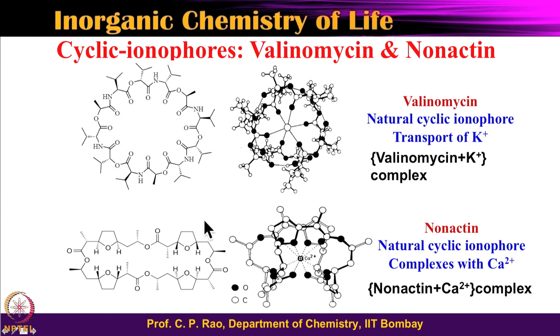There is another molecule shown over here, this one. This is a molecule of the calcium-bound nonactin. You can see the structure over there, a natural cyclic ionophore, it complexes with calcium 2 plus, and this molecule is shown over there. It is not exactly formed this way, it is some kind of folding, and finally it will fold like this so that it wraps around the ion. The top one is for potassium valinomycin, the one below here is for calcium, nonactin.